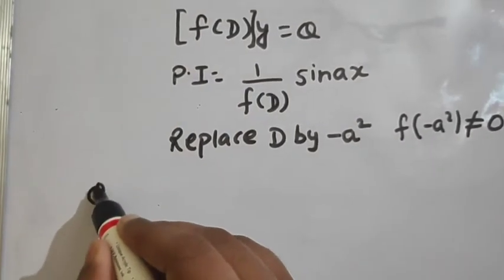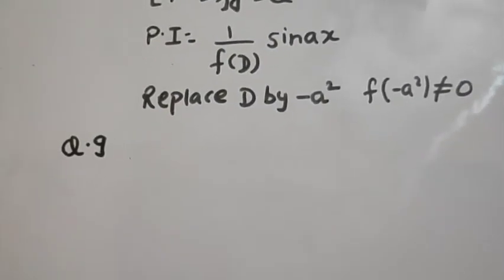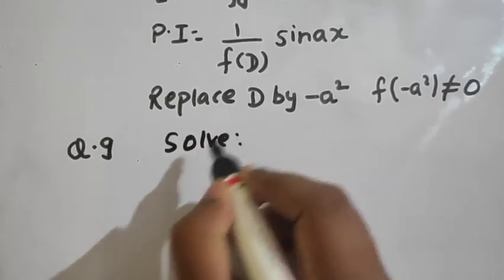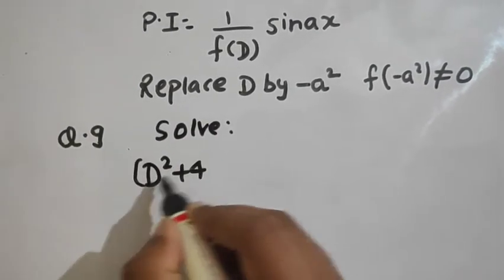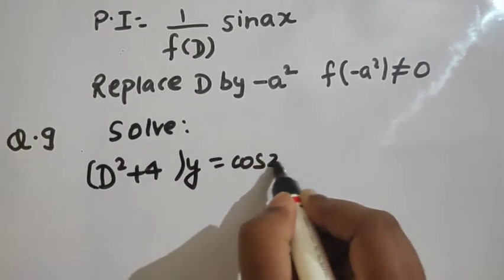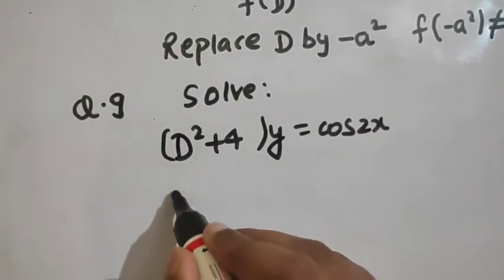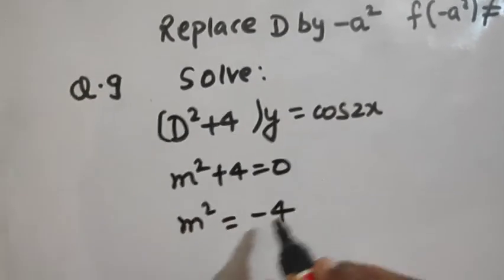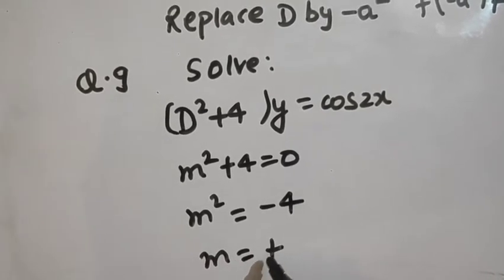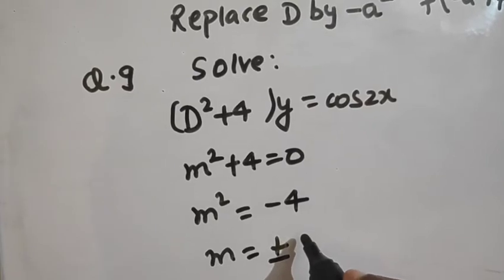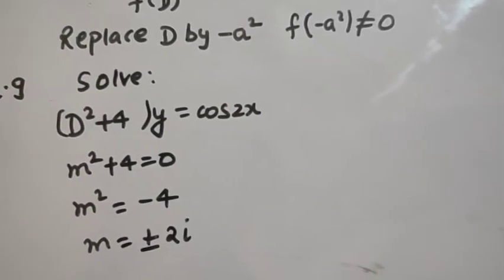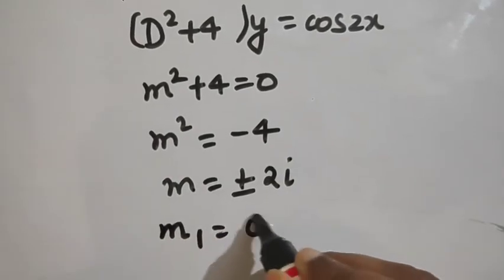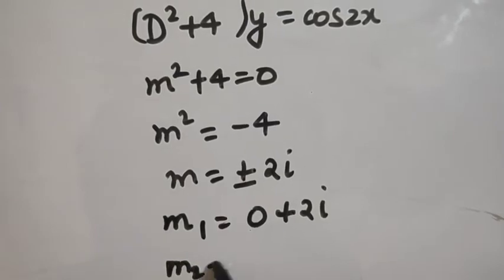I hope this was question number 9. If I'm wrong, then please correct me. So question number 9 is what I have in front of me. It says solve D square plus 4 times y equals cos 2x. So first of all, converting it in terms of m: m square plus 4 equals 0, m square equals minus 4, m equals plus minus 2 iota. Okay, fine. Now finding the complementary function, I can write this m1 as 0 plus 2 iota and m2 as 0 minus 2 iota.